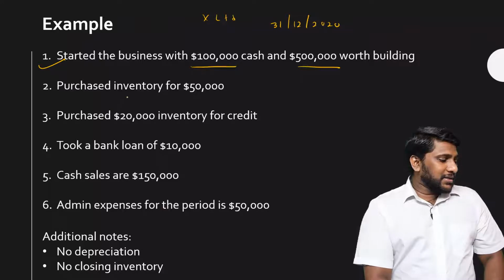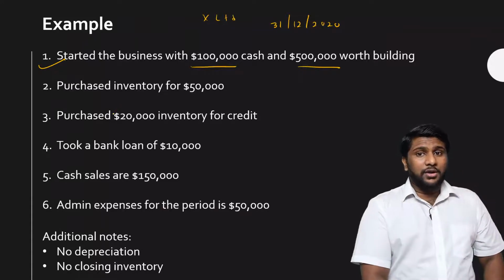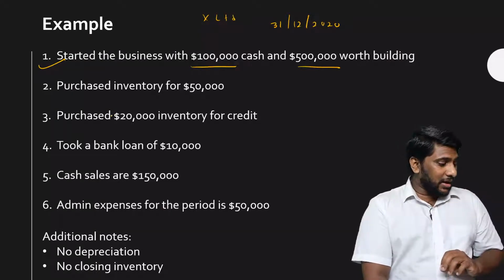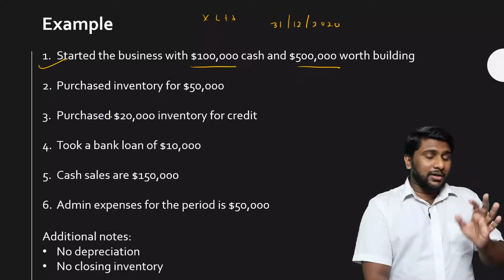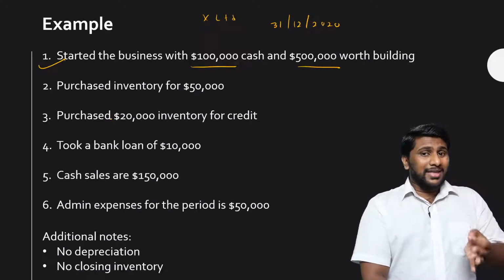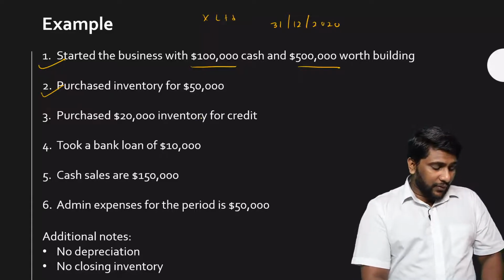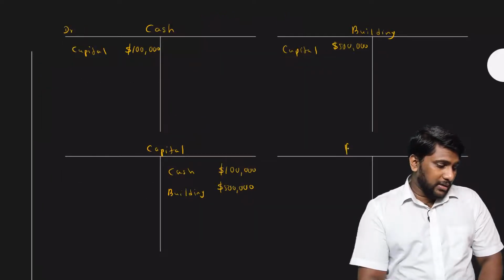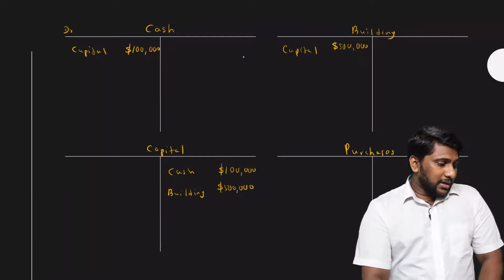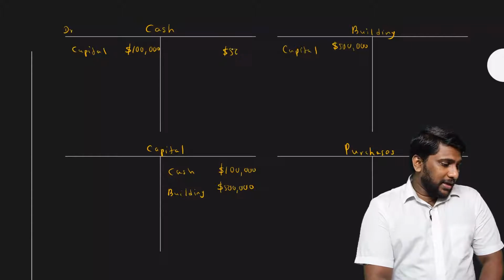And the business purchases inventory for 50,000 US dollars. If the business purchases inventory, and they are not telling you it is on credit, you can make an assumption, okay, this purchase is a cash purchase. So the business is purchasing inventory for 50,000. Then I'll open up another account for purchases. So the amount that you are spending is 50,000.